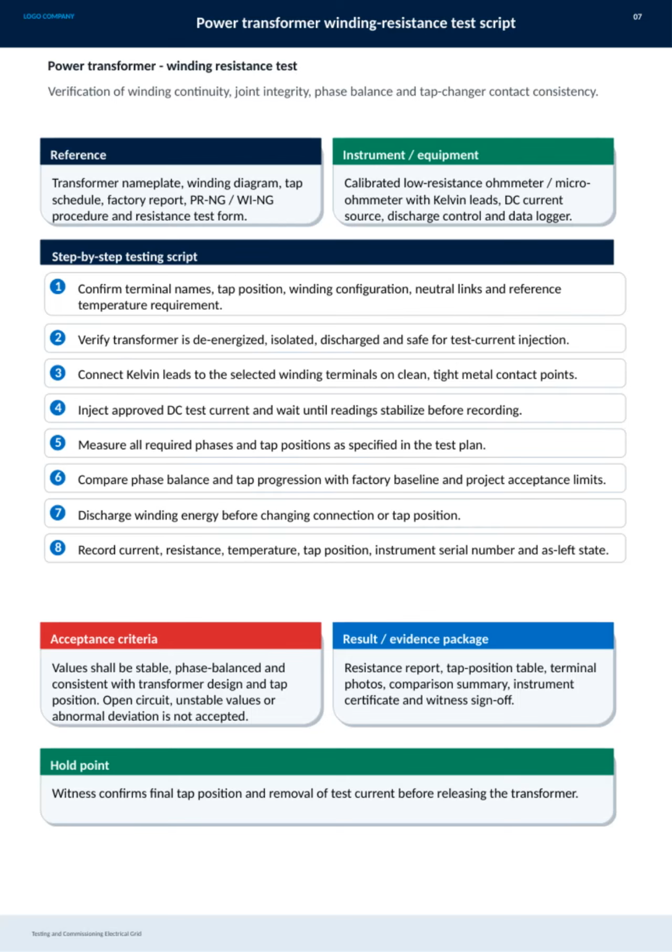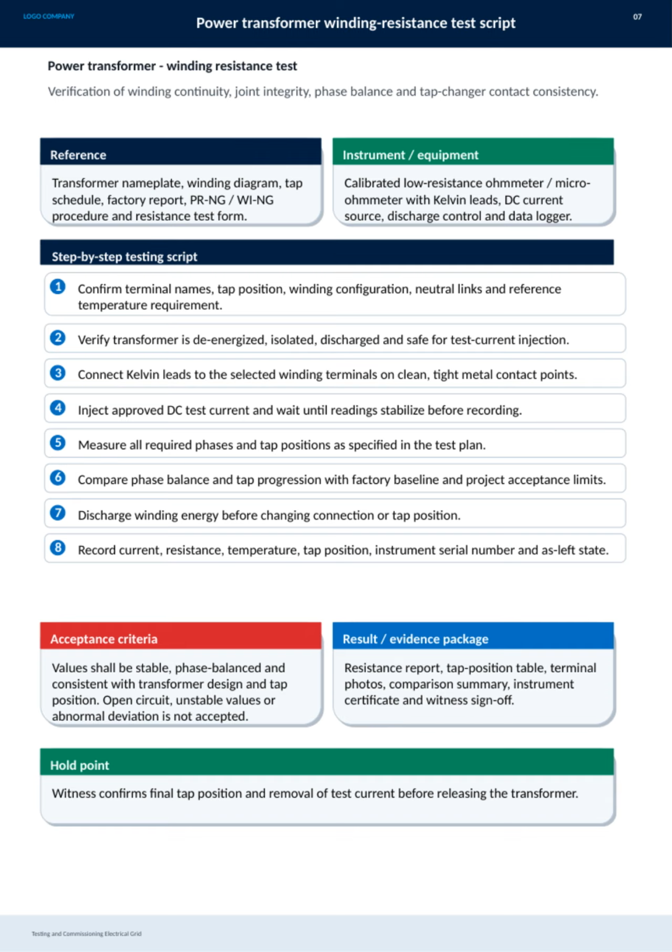Let's walk through the power transformer winding resistance test, which is essential for ensuring the transformer's reliability and safety. The main goal here is to verify winding continuity, joint integrity, phase balance, and consistent tap changer contact. We base our work on key references like the transformer nameplate, winding diagram, tap schedule, factory report, and specific procedures alongside the resistance test form. For this test, we use calibrated instruments such as a low-resistance ohm meter or micro-ohm meter with Kelvin leads, a DC current source, discharge controls, and a data logger.